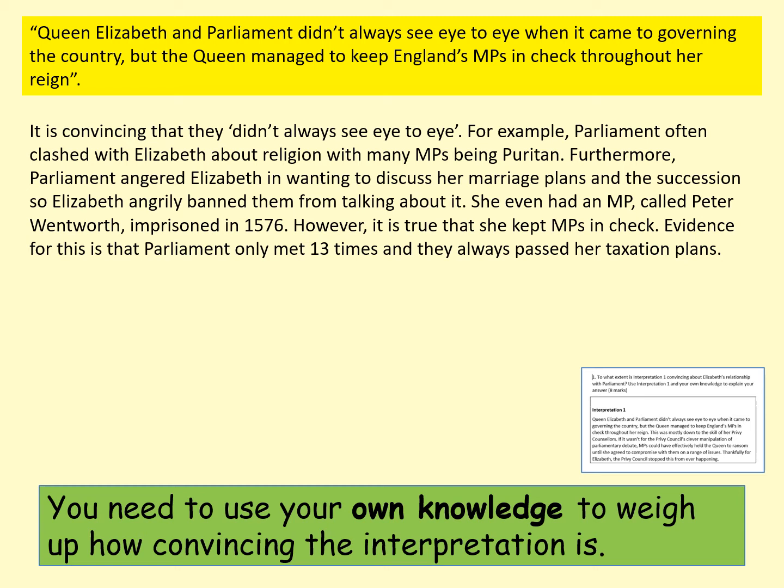So that is own knowledge, which supports the view they didn't always see eye to eye. You can even talk about the MP Peter Wentworth, who was imprisoned, so therefore it does show that she was able to kind of keep the MPs in check and that they didn't always see eye to eye. So that's what you've got to do. You've got to use your own knowledge to find evidence to agree, but also evidence to disagree with the interpretation.